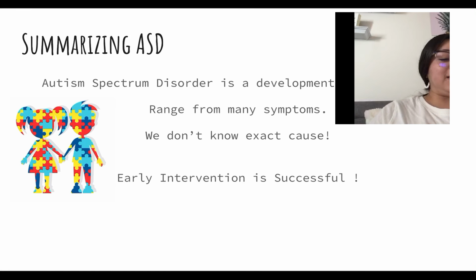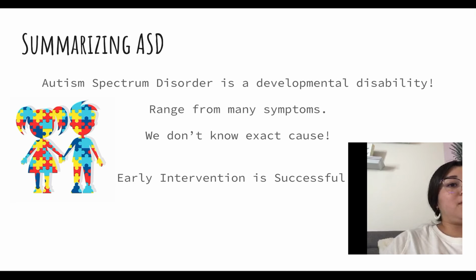All right, so it has come to the end. To sum it up, ASD, autism spectrum disorder, is a developmental disability. It ranges from different symptoms, and it's unique to every case. Right now, we don't know the exact cause of ASD, but early intervention is successful.